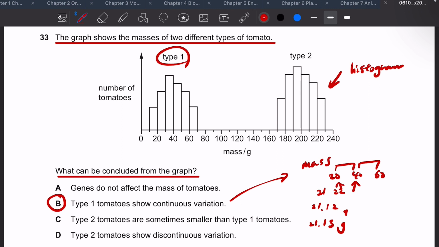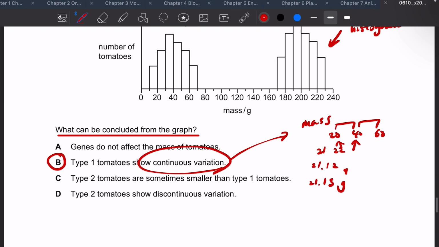These different characteristics or features are called continuous variation. So there are tomatoes that weigh like 21.23 grams, and there are also tomatoes that weigh 21.5 grams.